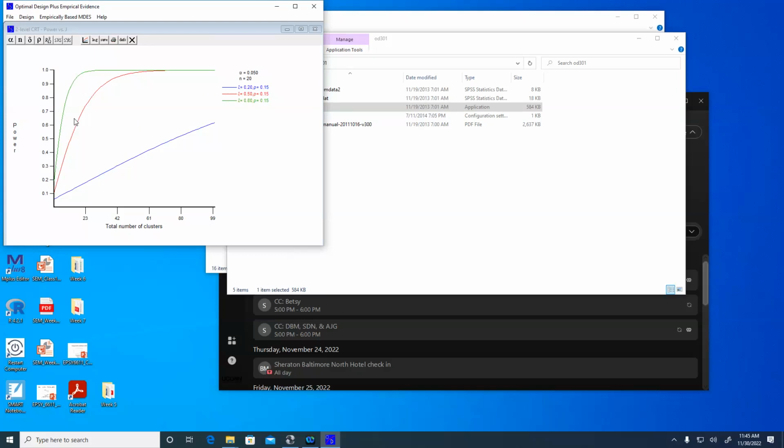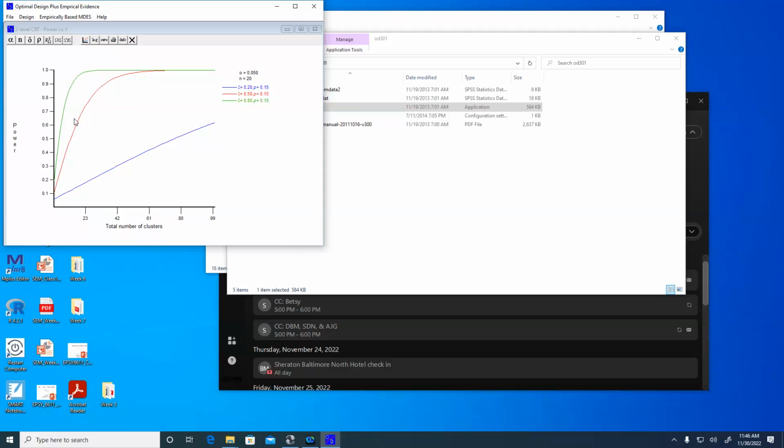I've set the number of people per cluster to be 20. And this down here is the total number of clusters. So what do you notice? First thing you notice is obviously as you increase the number of clusters, the power goes up, right? But look here, if my effect size is 0.2, right now I'm up to 100 clusters, 100 clusters with 20 people per cluster. So this is a total sample size of 2,000 right here. Pretty big, right?